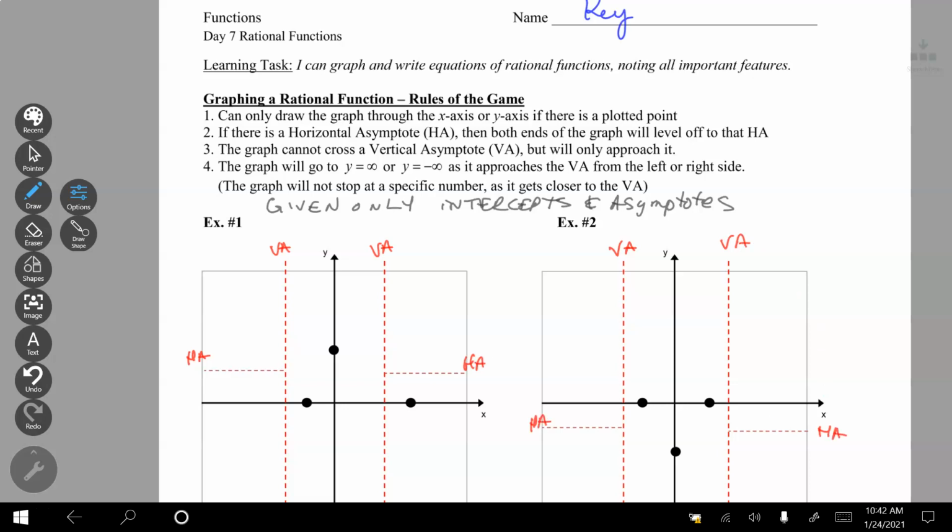And if I have a horizontal asymptote, that means I'm going to be level. We're going to be level here. We might be level above it or level below it, but we're going to be level. We've got to get more and more towards that horizontal line. So let's see what we got here. Let's play by the rules of the game.